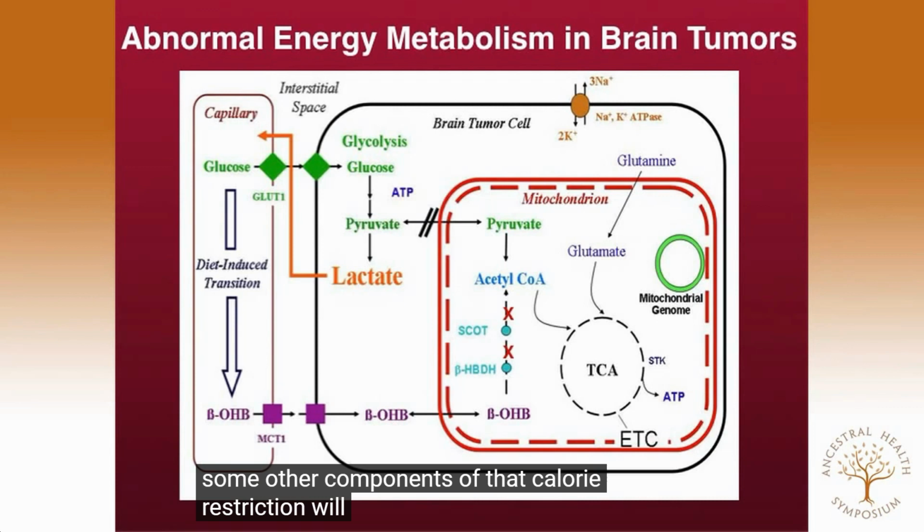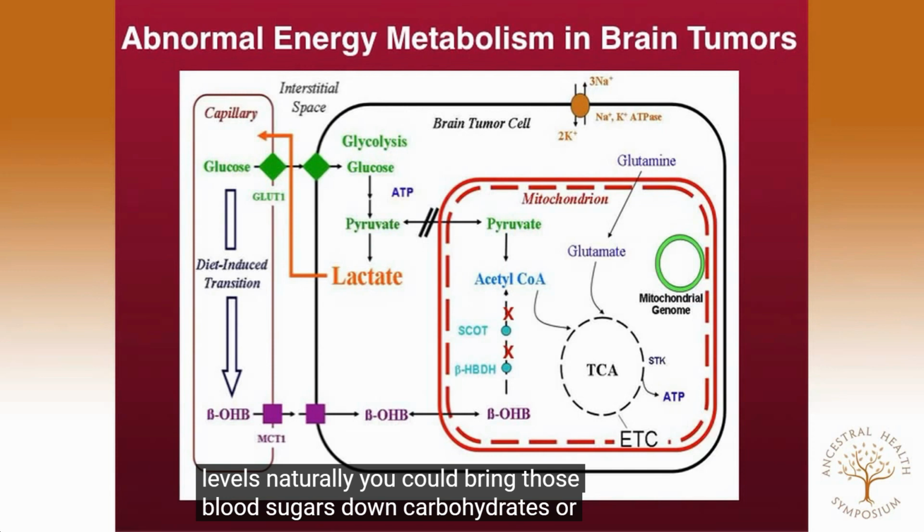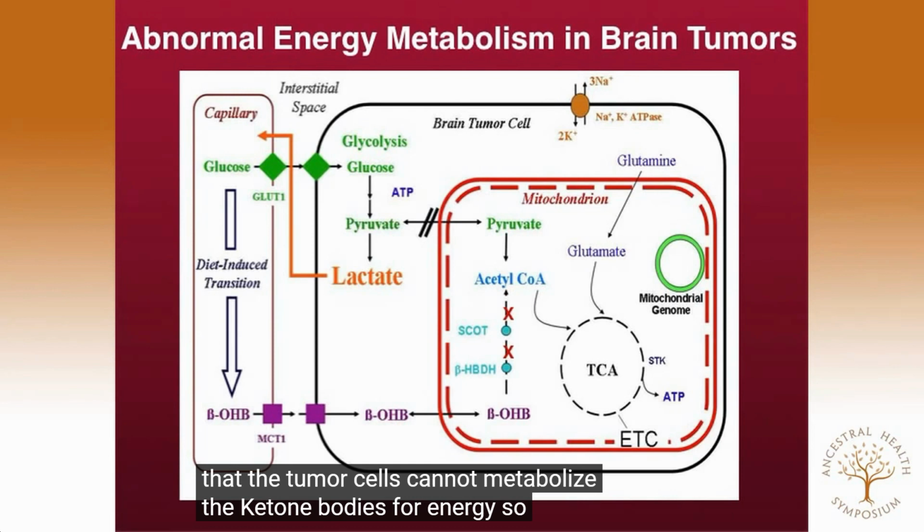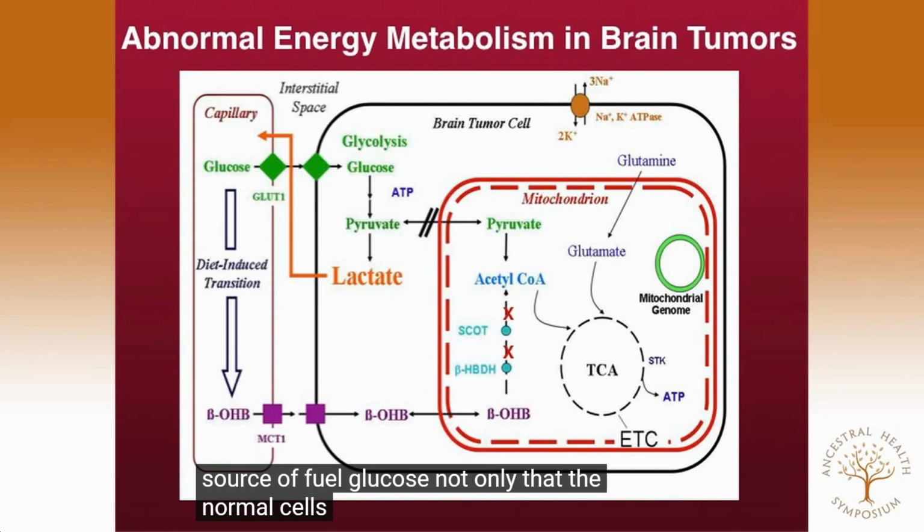Calorie restriction will lower blood glucose levels naturally. You can bring those blood sugars down. Ketone bodies will then enter into the brain, and the problem for the cancer cells is that we and others have shown that tumor cells cannot metabolize the ketone bodies for energy. So their main source of fuel is glucose. Not only that, the normal cells upregulate glucose transporters, putting additional metabolic pressure on these cancer cells. They can't use the fuel that the normal cells are using. They become metabolically marginalized.